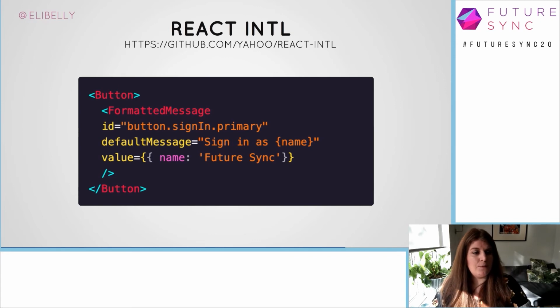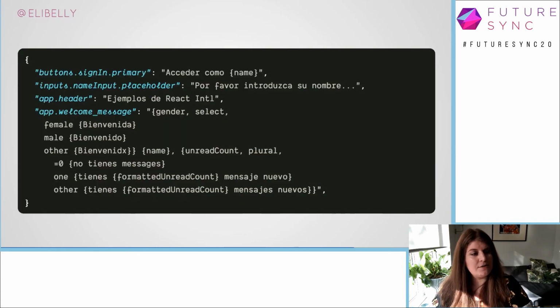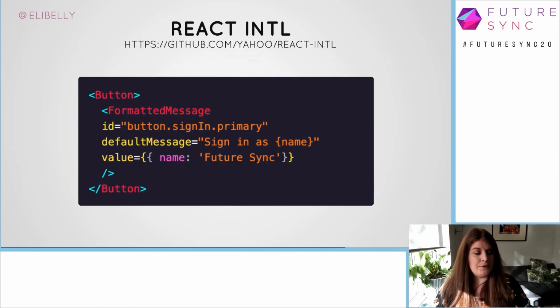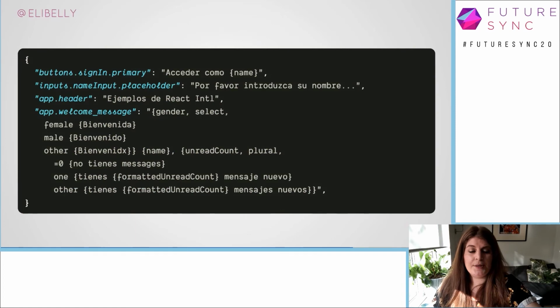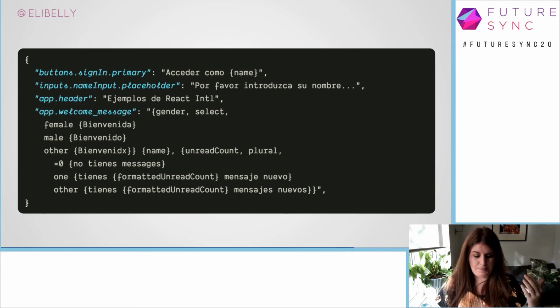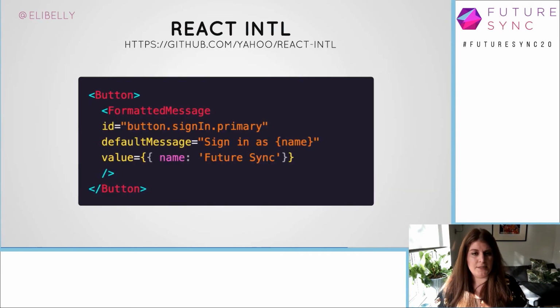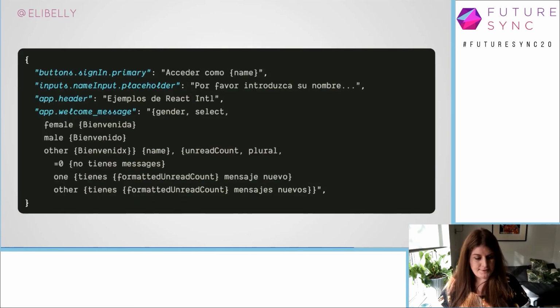This is what that would look like in the string resource file. So for example, this is a file for Spanish. You'll notice in that first example that we're using the same ID that we used here, button.sign-in.primary, and that'll just point to that first entry, but the content will be in Spanish, and it will have a variable which we passed in from the component. So that'll get filled in. And you can do one of these files for every language.